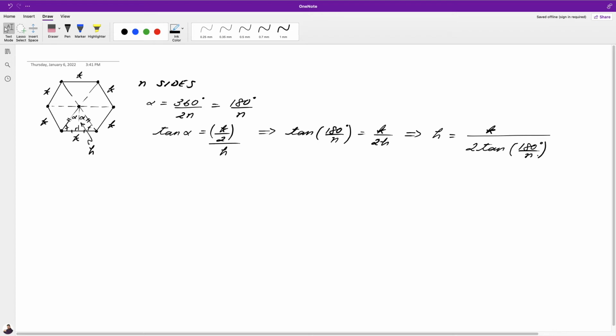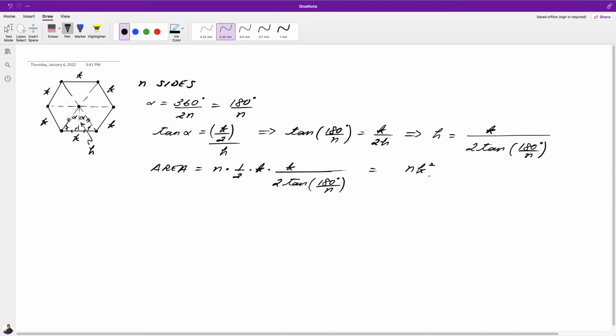Well, we're just about done, because to find the area of this polygon, we just want to add up all these triangles. In this case, we've got 6, but in general, we're going to have n of them. So the area is going to be equal to n, because there are n triangles, times 1/2 times the base times the height. Just like that.